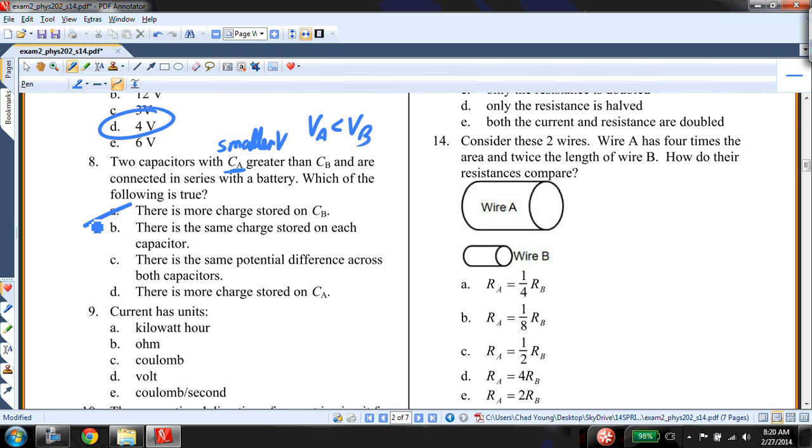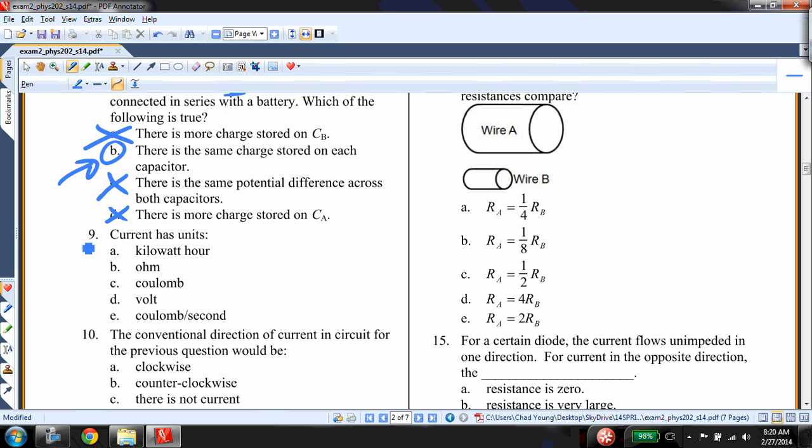There's more charge. Okay, we know that's not true because capacitors in series have the same charge. There's the same charge stored on each capacitor. That's true. There's the same potential difference across both capacitors. All right, we've already said that's not true. There's more charge stored on CA, so that's not true. So simple answer, just one of our basic rules, same charge. Current has units. 1 amp is equal to 1 coulomb per second, so that's E.